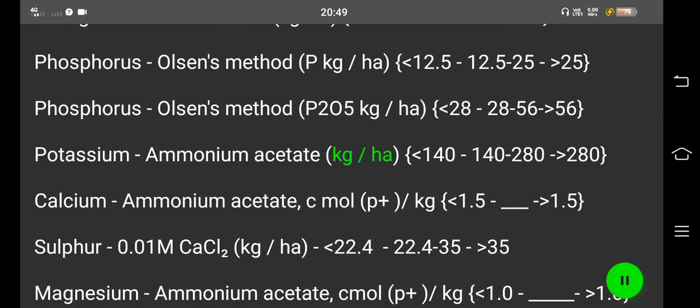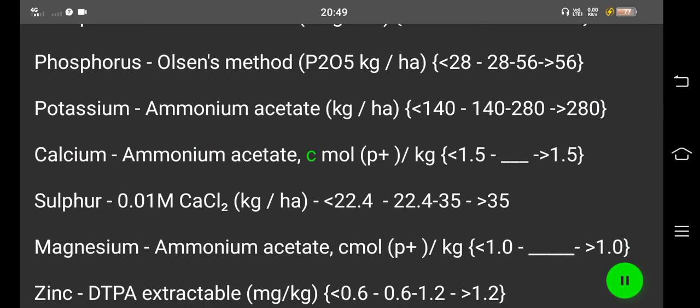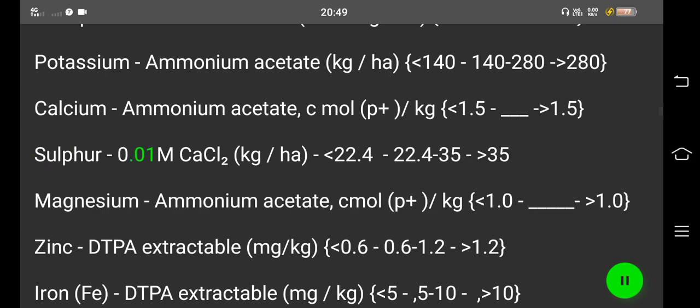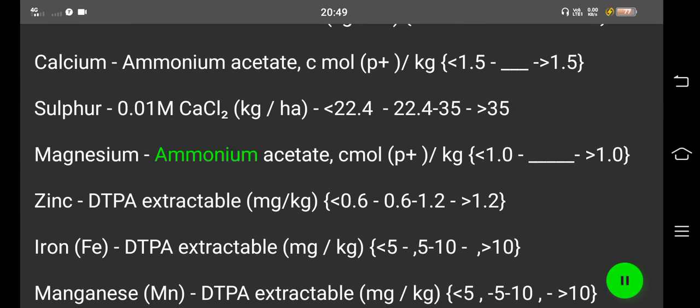Potassium, ammonium acetate, kilogram per hectare: less than 140, 140 to 280, greater than 280. Calcium, ammonium acetate, cmol(p+)/kg: less than 1.5, greater than 1.5. Sulfur, 0.01 M CaCl2, kilogram per hectare: less than 22.4, 22.4 to 35, greater than 35. Magnesium, ammonium acetate, cmol(p+)/kg: less than 1.0, greater than 1.0.